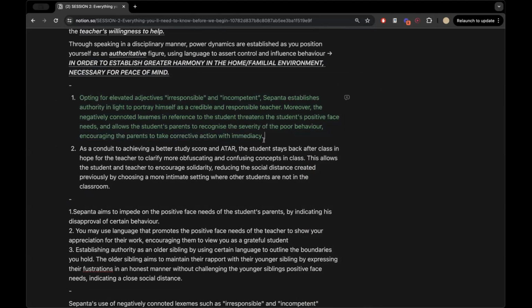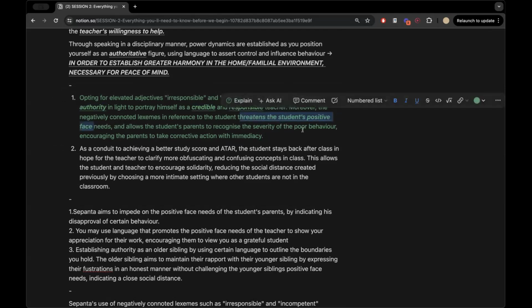A few of you are at raw 40 plus level, don't get me wrong, but this is a flawless response because you have got perfect meta language, elevated adjectives, negatively connoted lexemes. You've shown credibility. You've shown establishing authority, which are word for word from the study design, but you've actually expanded on it by talking about the responsible teacher, right? And then you've got threatens positive face needs. You are an extremely high level student.